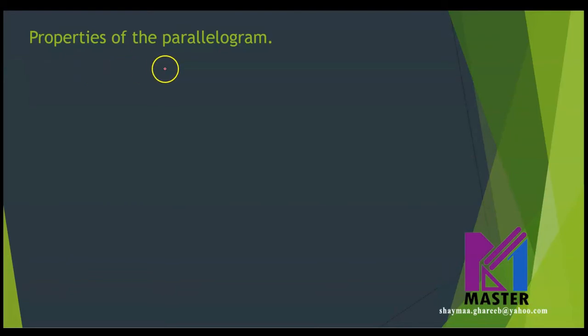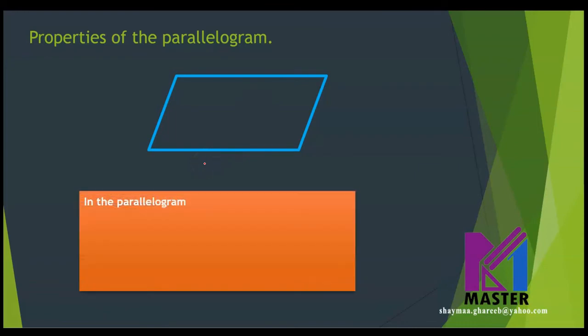Now let's talk about properties of the parallelogram. Here it is. This is the parallelogram. In the parallelogram, there are two pairs of equal sides. This side is equal to this one, and this one is equal to this one. So opposite sides are equal, and we say two pairs of equal sides. Two pairs of parallel sides as well. So this side is equal and parallel to this one, and this one is equal and parallel to this one. So it has two pairs of parallel sides.